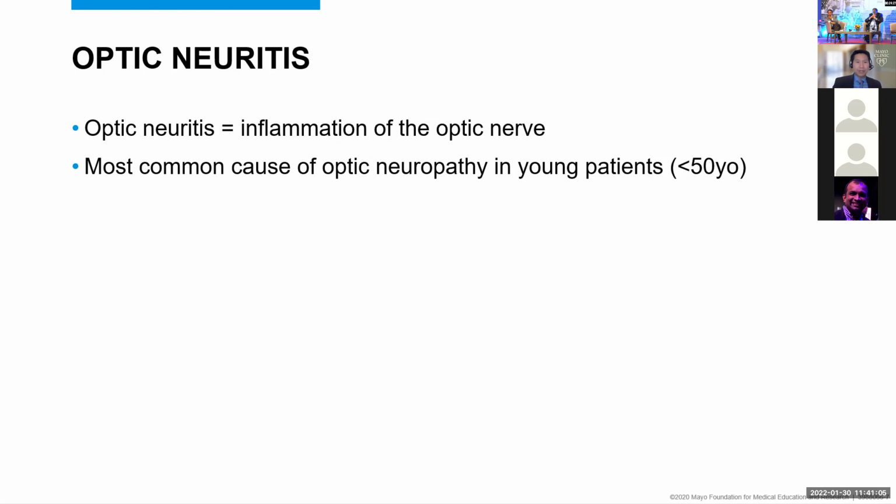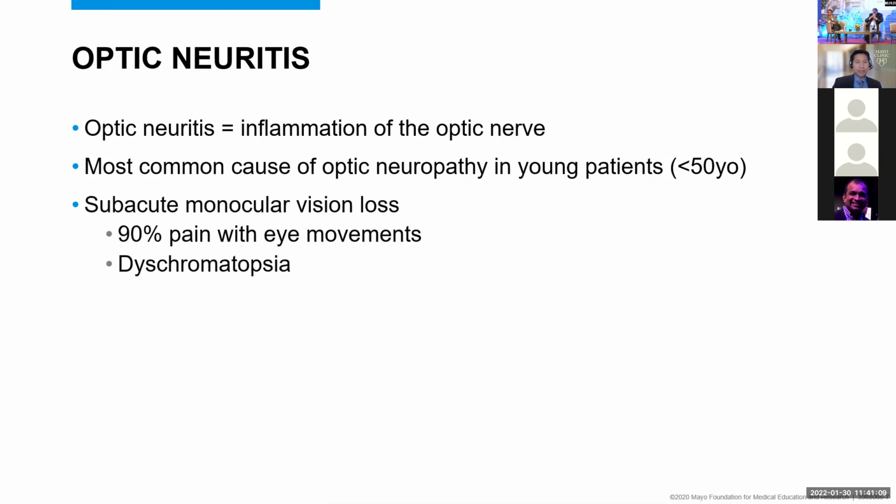and it's the most common cause of optic neuropathy in a young patient. And patients classically present with subacute monocular vision loss. Usually the vision drops for several days before reaching its nadir. Oftentimes patients have pain with eye movements. They describe colors as not quite as vibrant as they were, with dyschromatopsia.